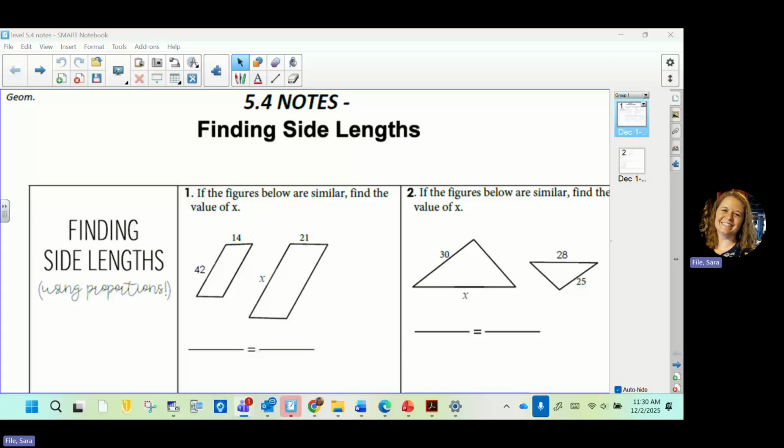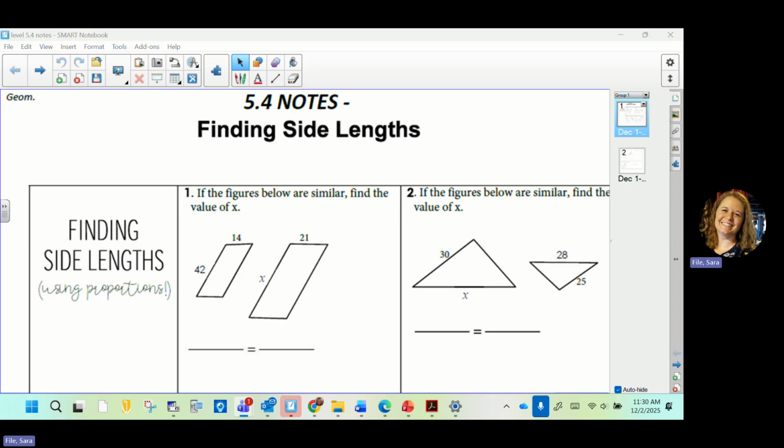In 5.3, we were using proportions to find the geometric mean. Okay, we're going to continue working with proportions all this unit. We're going back to what we talked about. We're kind of reviewing what we talked about before Thanksgiving break.